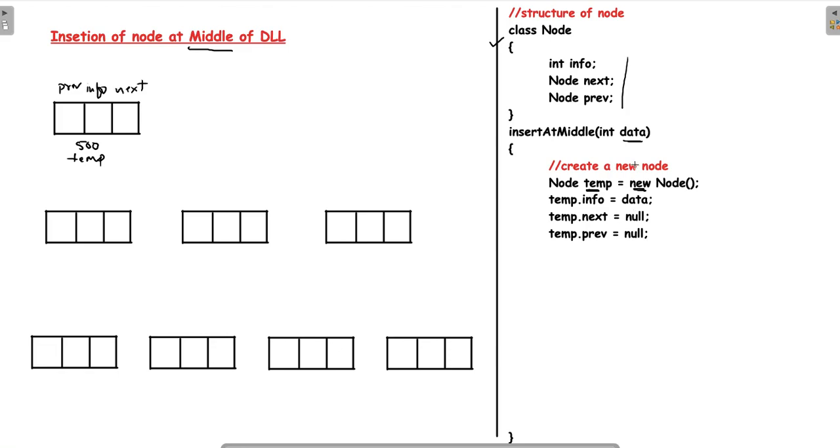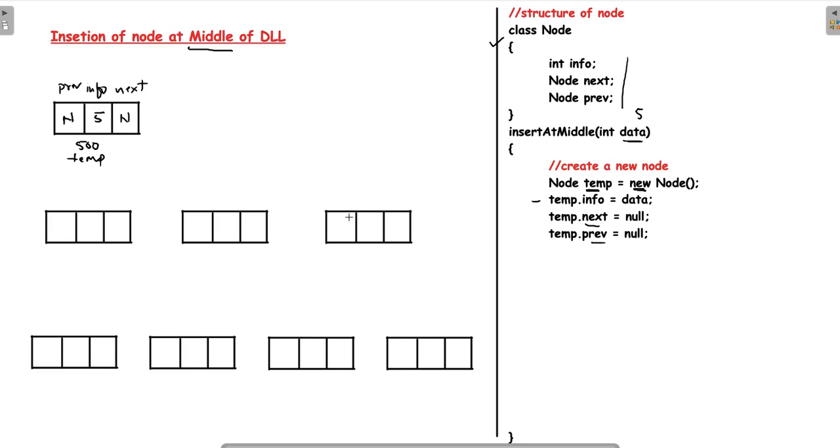So you copied the data. Let us assume that data is 5. So you have inserted 5 in the information field on this line: temporary's information is equal to data. Next and previous fields you made null for temporary. Let capital N stand for null. So you just created an independent node, and every time we have to check whether we have an existing list or not.